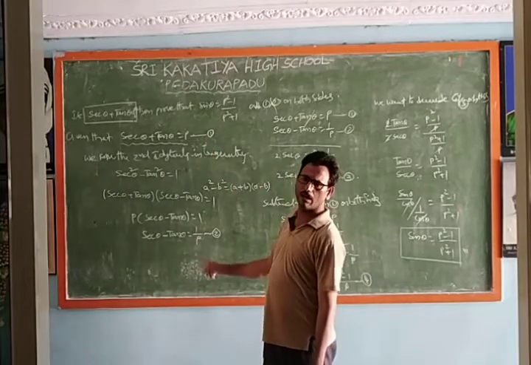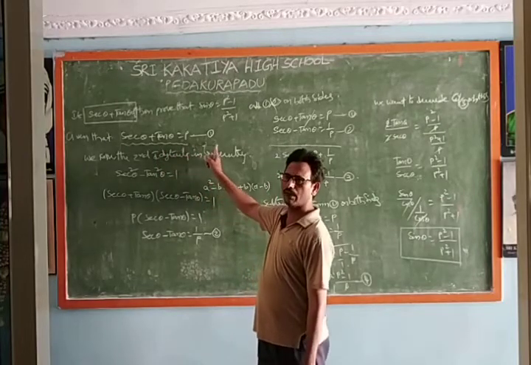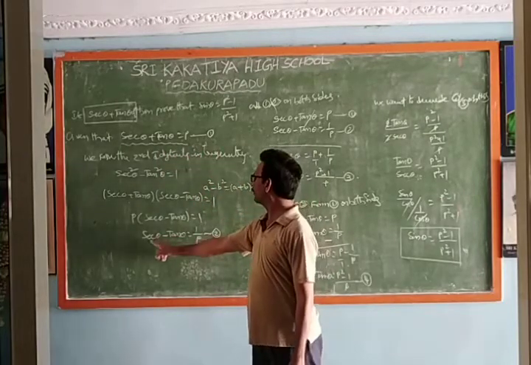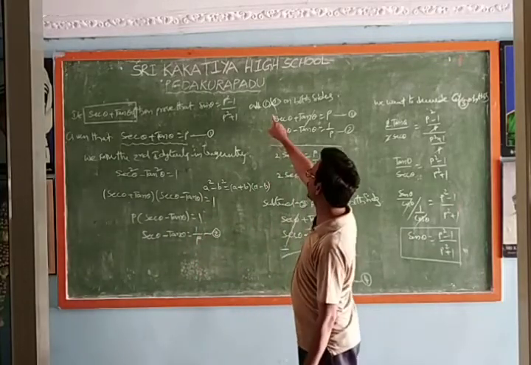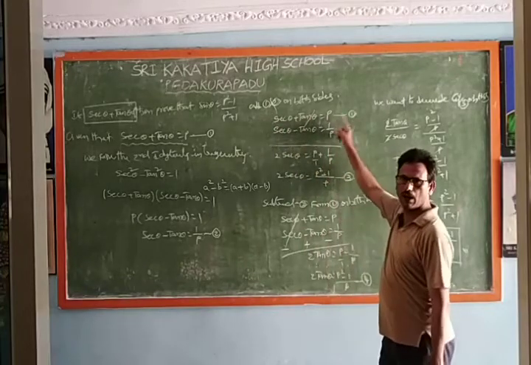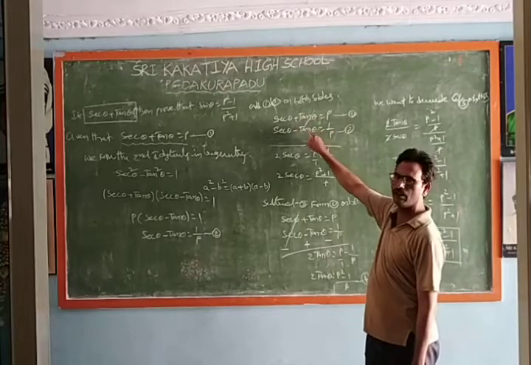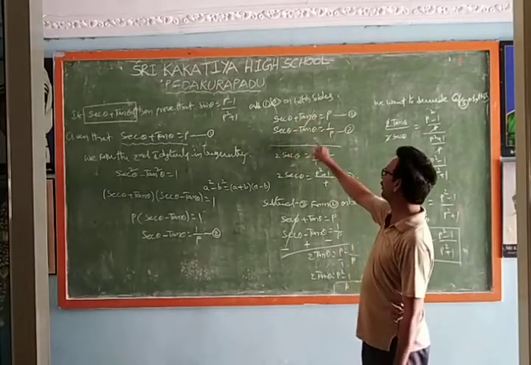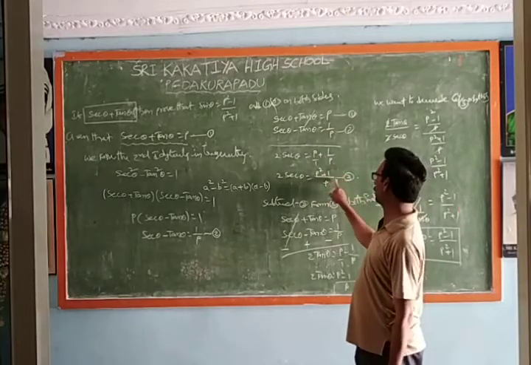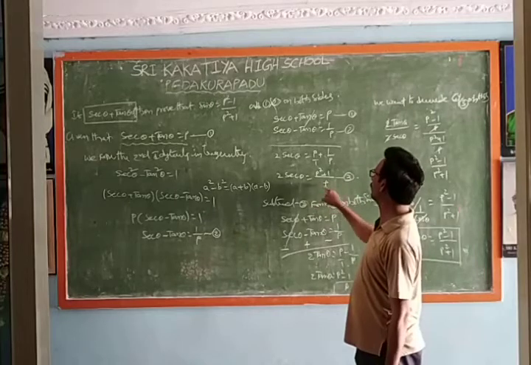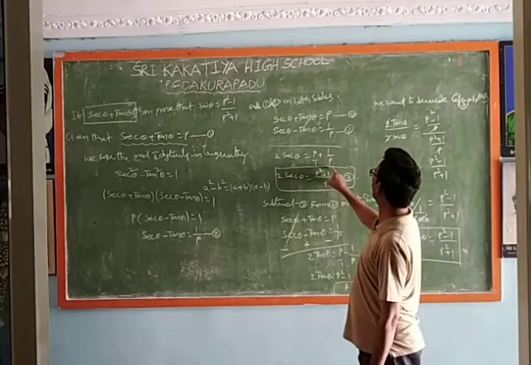Given one is the first one and this is the second one. What is the first one? Secant theta plus tan theta is equal to p is the first. And the second one is secant theta minus tan theta is equal to 1 by p, the second equation. We want to add the 1 and 2 equations on both sides. Secant theta plus tan theta is equal to p and secant theta minus tan theta is equal to 1 by p. Here minus tan theta and plus tan theta are cancelled. Secant theta plus secant theta is equal to 2 secant theta. That is equal to p plus 1 by p. 2 secant theta is equal to, LCM is p, p square plus 1 by p. This is the third equation. What is the third equation? 2 secant theta is equal to p square plus 1 by p.